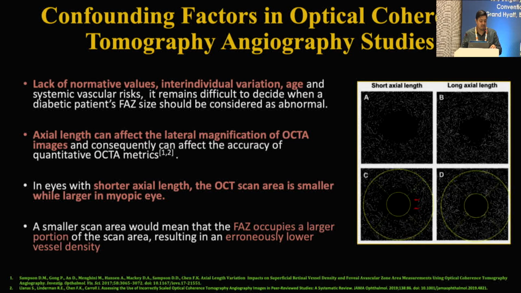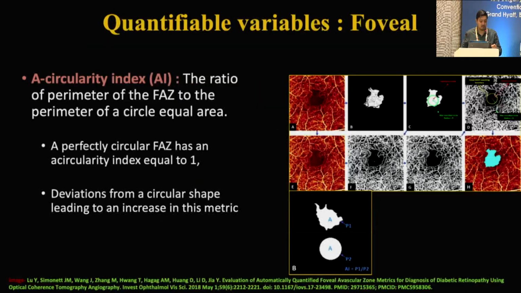Axial length can also affect the lateral magnification of the OCTA. So what it means is shorter axial length, the OCT scan area is smaller, while in myopia it is larger. So smaller area would mean that FAZ occupies a larger portion of the scan area, resulting in erroneously lower vessel density.